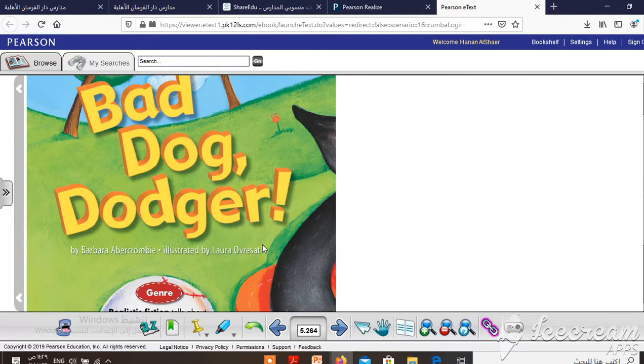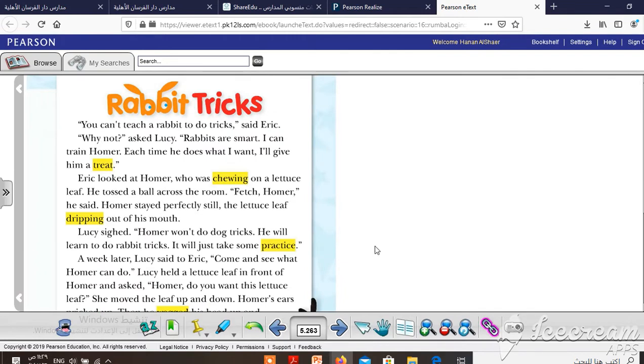Now, before we start the story, we learned that every time we have to learn the vocabulary first, or the new words, because learning new words will help us to read, it will help us to write better paragraphs, and it will help us to have more terms and more words in our mind to use in speaking. So let's go to page 263, go back, and let's see this story, which is Rabbit Tricks.